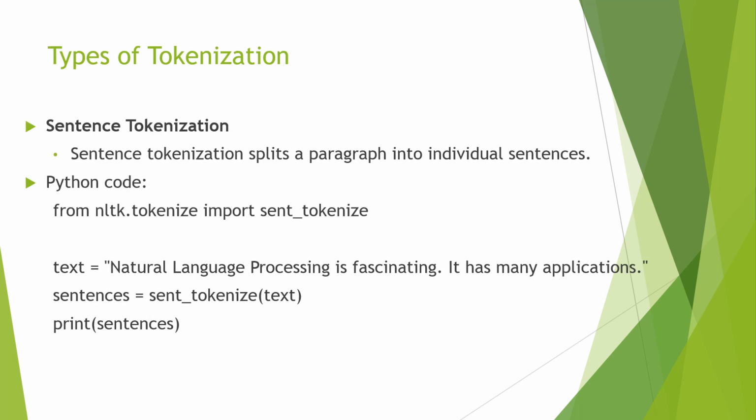Now we will discuss sentence tokenization. This will split the given paragraph or large text into individual sentences. From the NLTK tokenizer module, we are importing the sentence tokenizer, and the given text is passed to the sent_tokenize function, which splits the given text into sentences. It generates two sentences. "Natural language processing is fascinating." This is the first sentence, and the second sentence is "It has many applications." These two sentences will be generated as output.